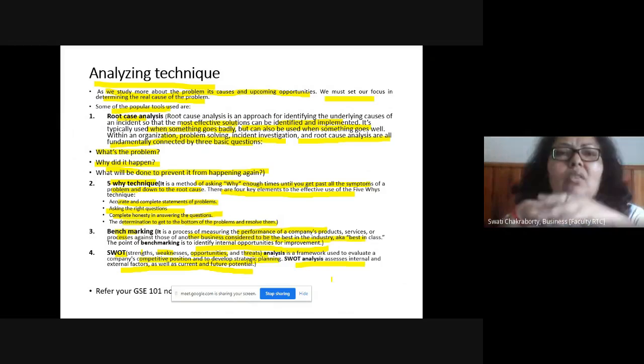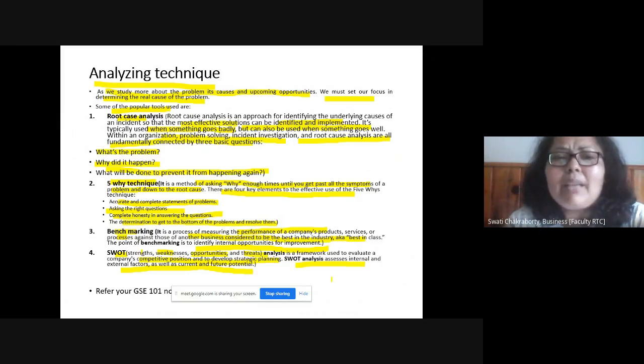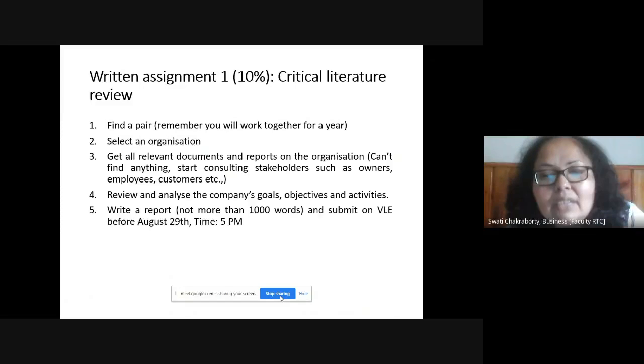You had already studied this in your analytical skills module, right? Now, based on this, you will actually do your first assessment, that is the critical literature review. Okay, so that's all that we have from here.